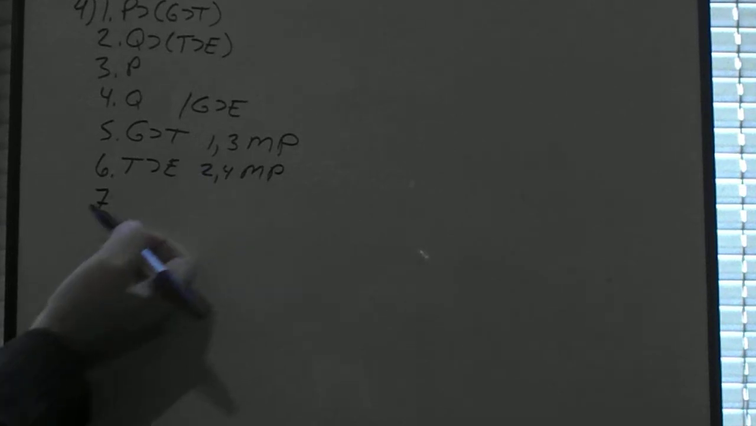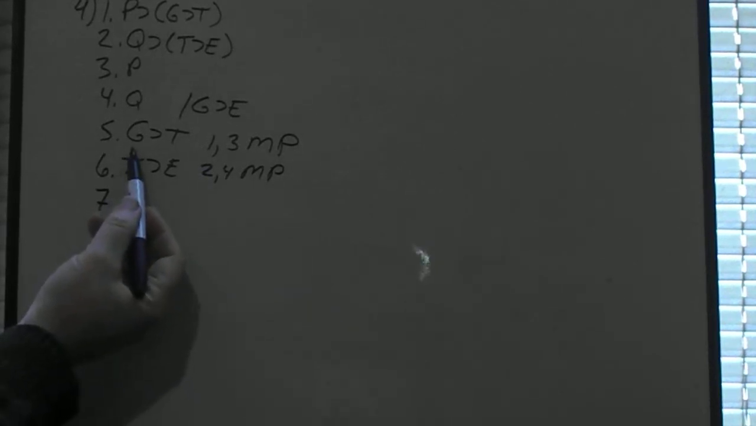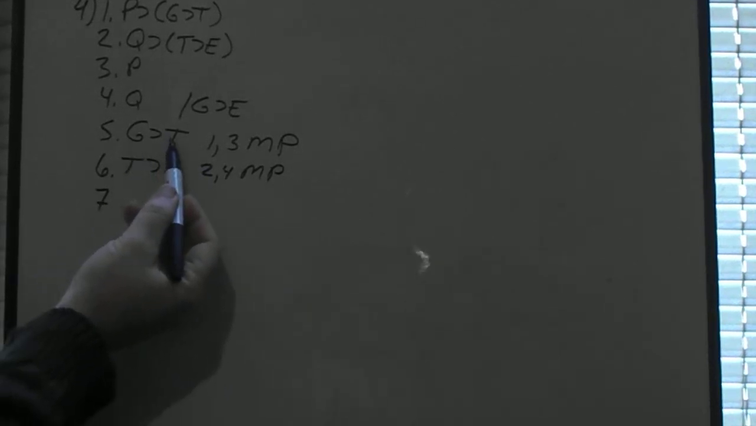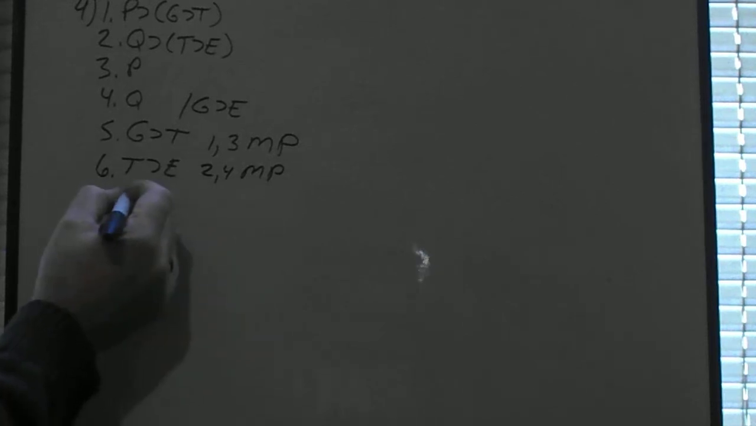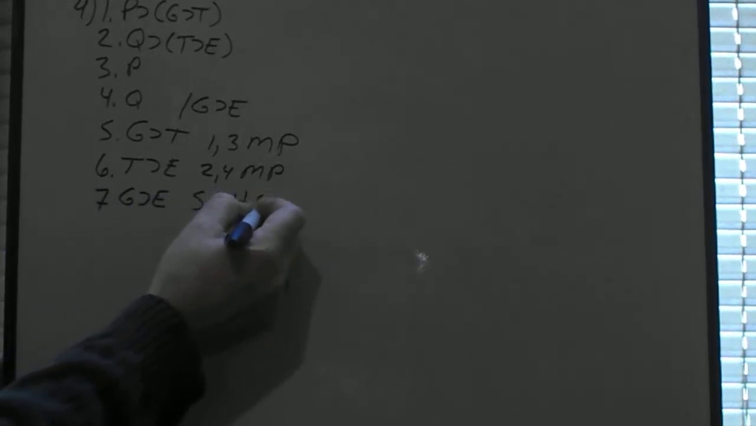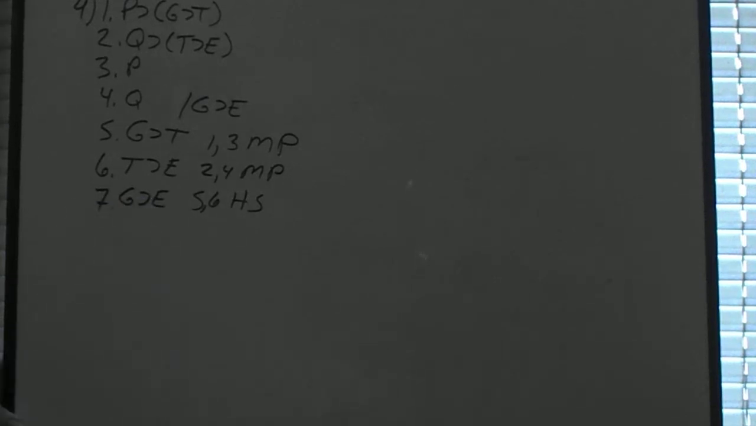Now the conclusion that we want to reach is if G then E, and you can see it right here as a hypothetical syllogism. If G then T, if T then E, therefore if G then E, from 5 and 6 through a hypothetical syllogism.